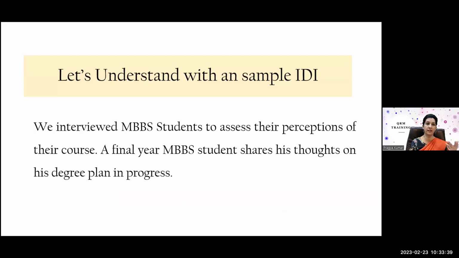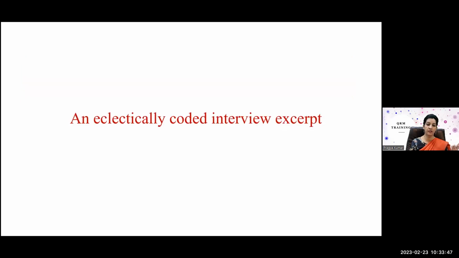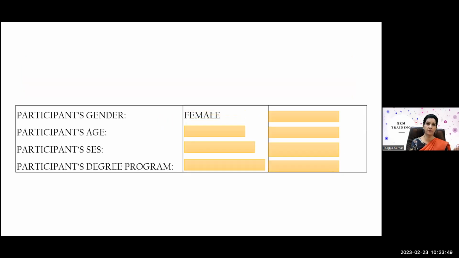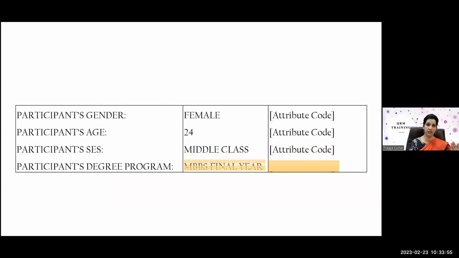We have explained this with the example of an MBBS student. We interviewed them and assessed the perception of their course. And this is the eclectic. The participant gender, she was a female, which is the attribute code. The age was 24 years, middle class, and MBBS final year. So all these are the attribute coding.